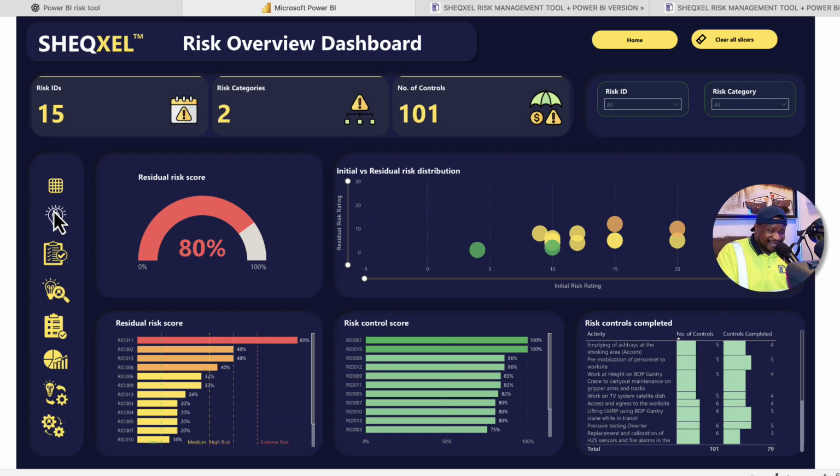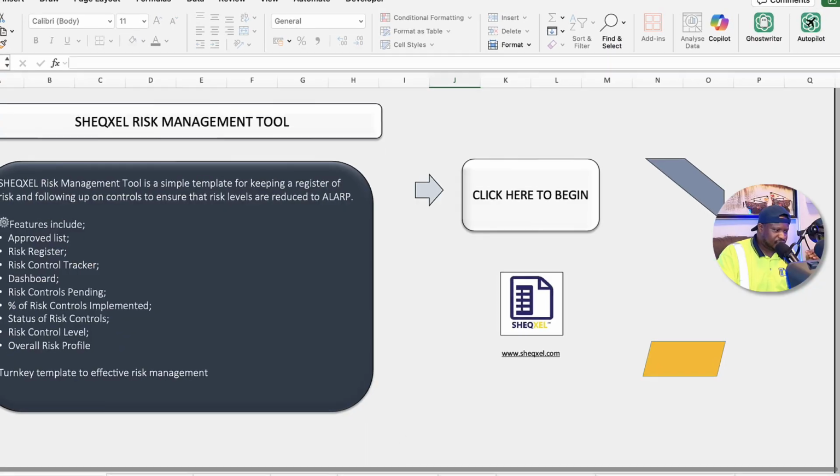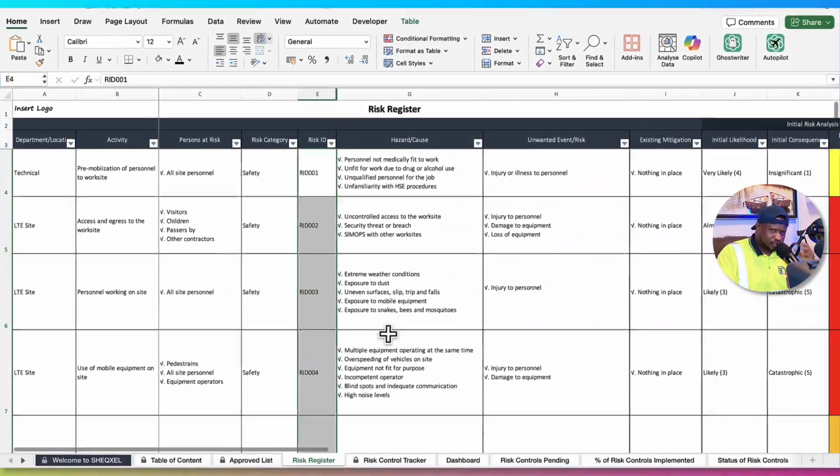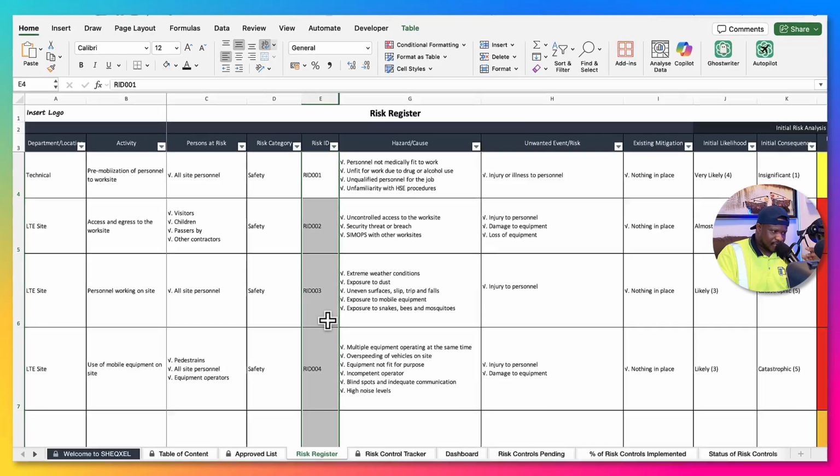Move on to the second dashboard. That's a risk overview dashboard. Now this dashboard is very, very insightful. We are telling you the number of risk IDs. Now all the risk assessments, we are capturing them as unique IDs within the template. Let's go back to the risk register. We have a total of about 15 risk IDs because we just want to make sure we are counting the number of occurrences within the row.